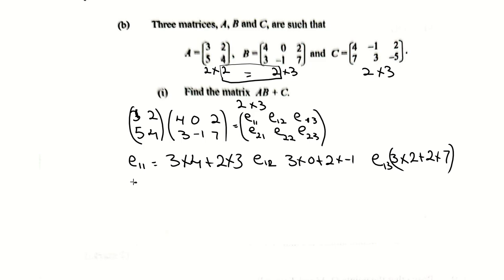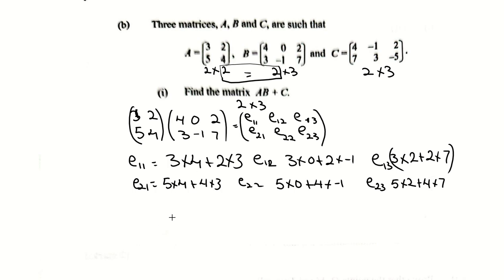Right, and then E21 is row 2 by column 1. That's 5 by 4 plus 4 by 3. E22 is row 2 by column 2. That's 5 by 0 plus 4 by minus 1. E23 is 5 by 2 plus 4 by 7.